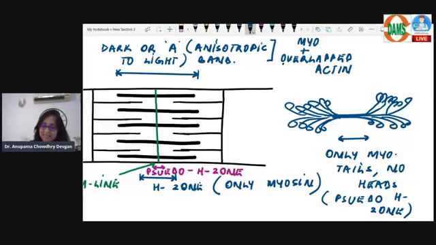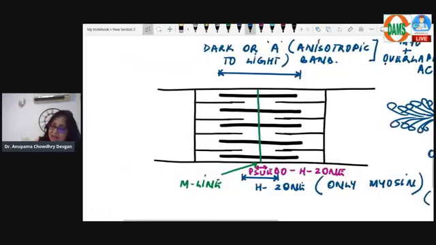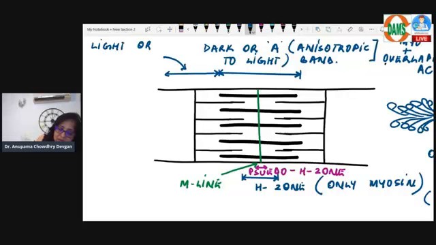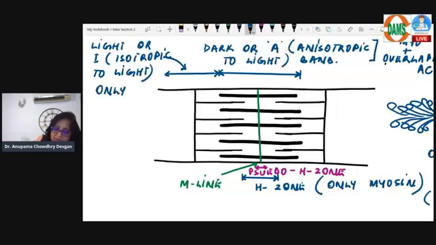But the lightest area is the I band. This is the light or the I band. I stands for isotropic to light. And this has only actin. You must understand, half of the I band lies in one sarcomere, and half lies in the neighboring sarcomere.